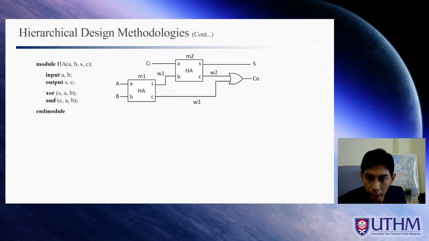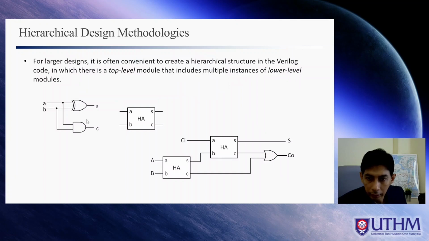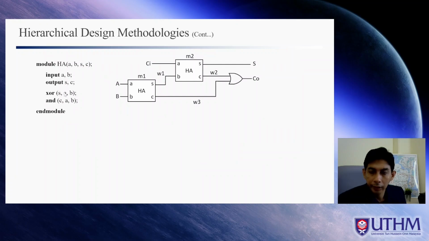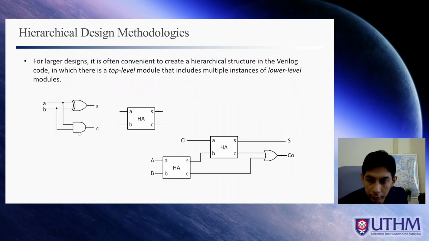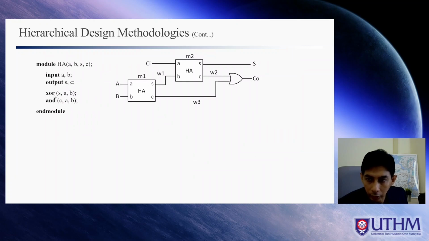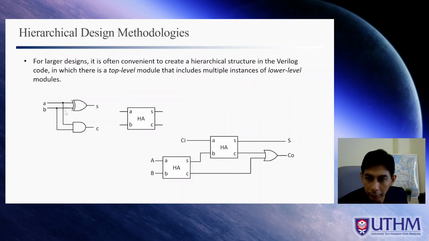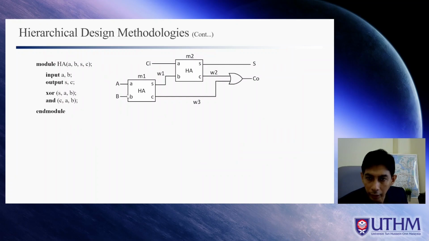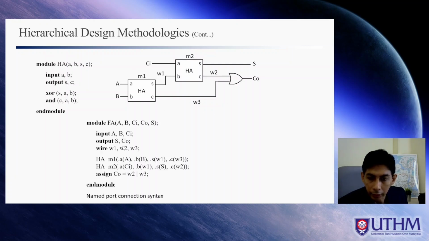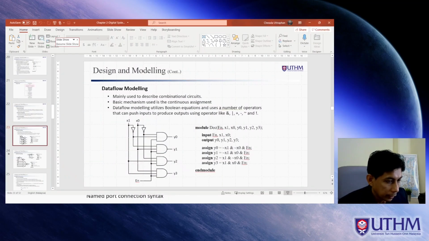So this is the code to describe the half adder. You can describe it using structural modeling, because we have the schematic, right? So we can use structural modeling with gates: XOR for the sum of A and B, and AND for the carry of A and B. So we have this half adder, and to create the big circuit like this, we can use module instantiation.